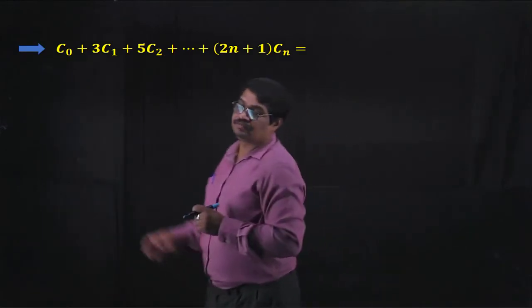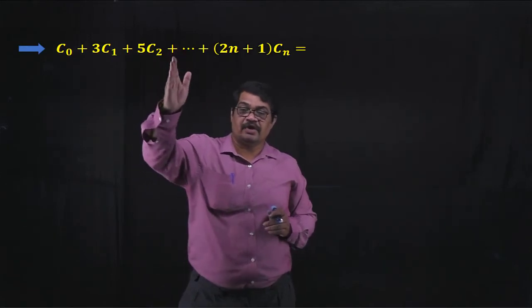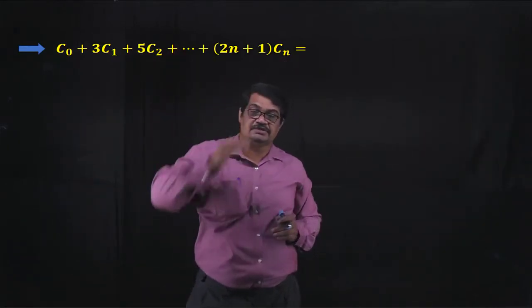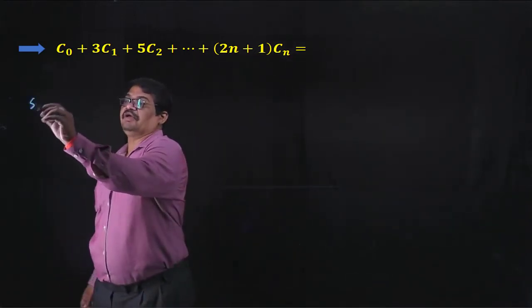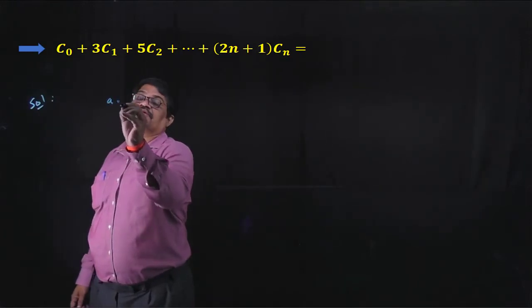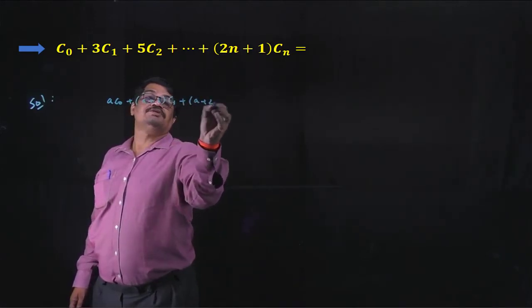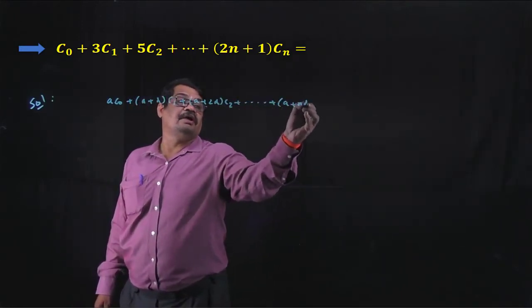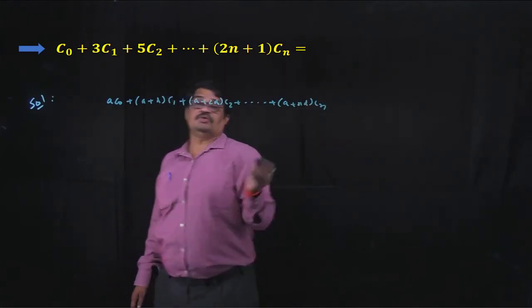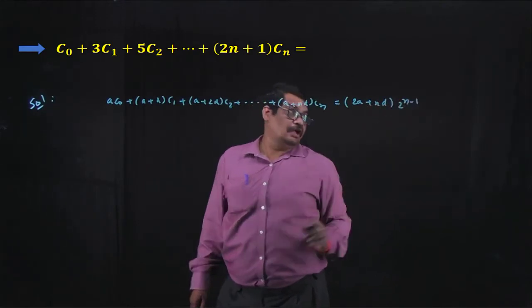See the problem. The sum of the series C0 plus 3C1 plus 5 into C2 and so on, (2n plus 1) Cn is equal to, we have to find this value. So we are using this formula. See the solution. a C0 plus (a plus d) C1, (a plus 2d) C2 and so on, (a plus nd) Cn is equal to the formula (2a plus nd) into 2 to the power of n minus 1.